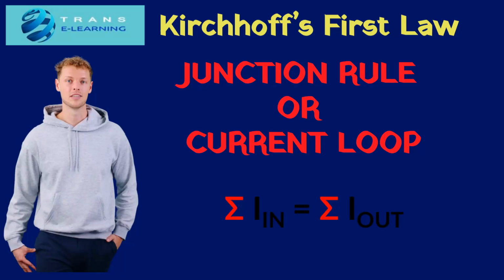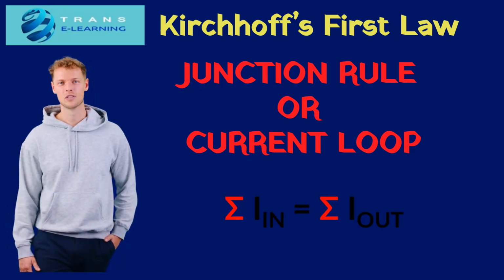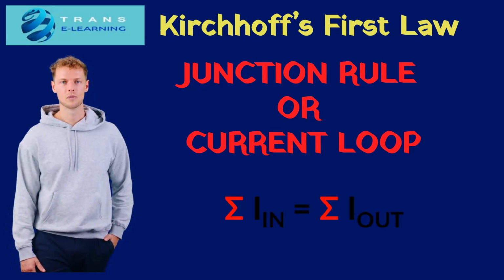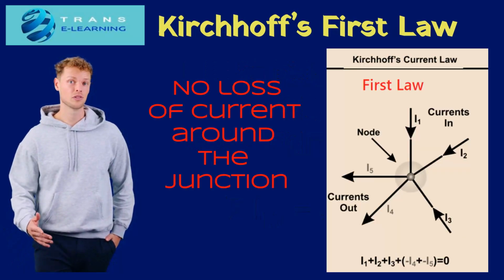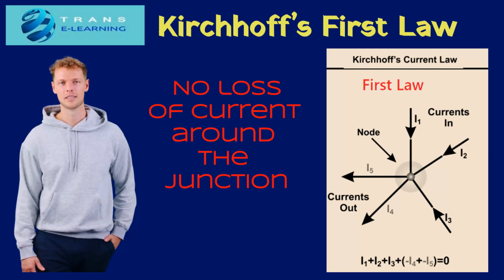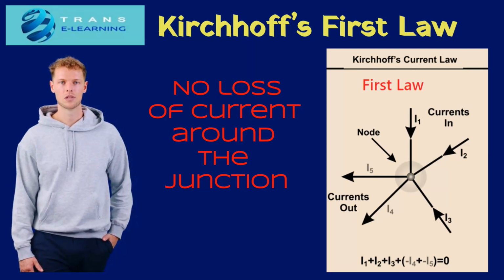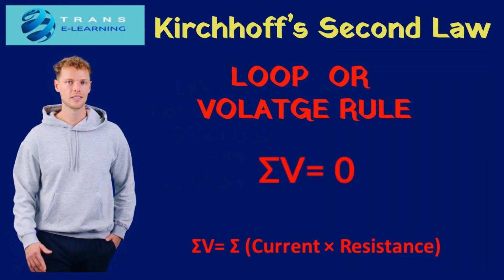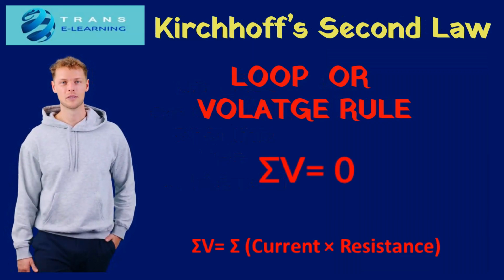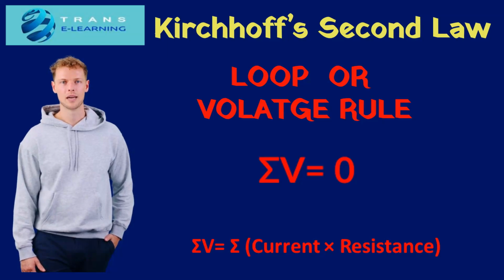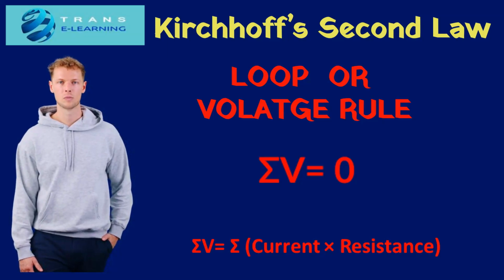Kirchhoff's first law states the total current entering the junction in a circuit is equal to the total current leaving the junction. This first law is in accordance with conservation of charge, which means that there is no loss of current around a junction. Kirchhoff's second law states that the algebraic sum of voltages produced and the voltage dropped in a closed loop, a closed path, of an electric circuit is always zero.